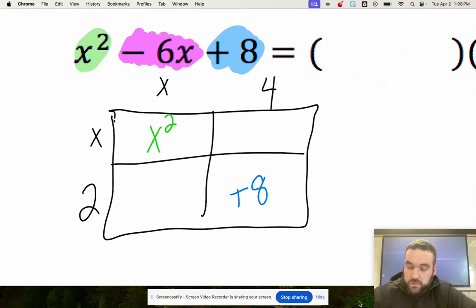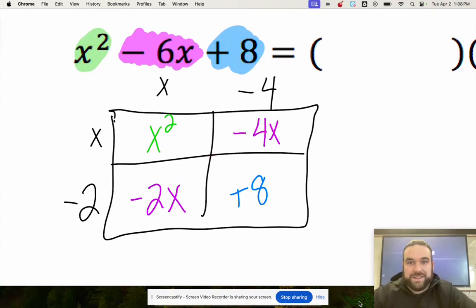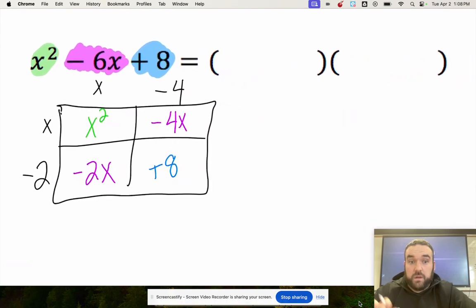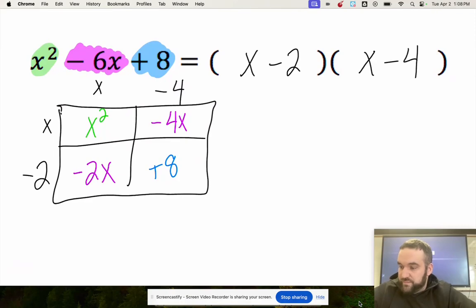I can try 4 and 2. If I make them both negative, because clearly I need negatives in here since the last two terms need to combine to be negative 6x. And sure enough, here I get x times negative 4. Here I get negative 2 multiplied by x. And combined, these two will make negative 6x. So then I have my factors of x minus 2 and x minus 4.